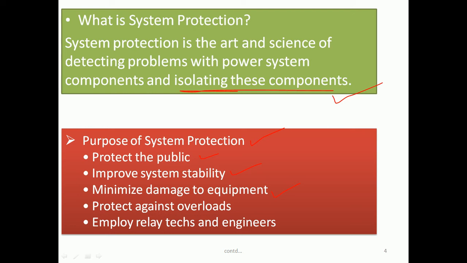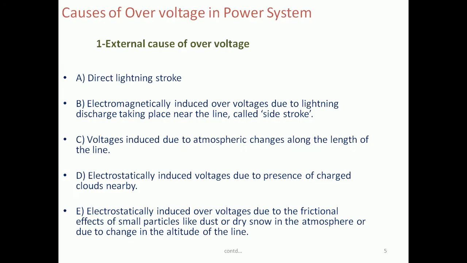Protect against overload, as I already told, we have overload and underload, so we want to protect our system, and basically we want to protect the alternator, the transformer and the transmission line. Employ relay technicians and engineers. The protection scheme also aims to improve the various technologies used for the relaying of switches, switchgear, etc. Now what is the cause of over voltage in our power system?